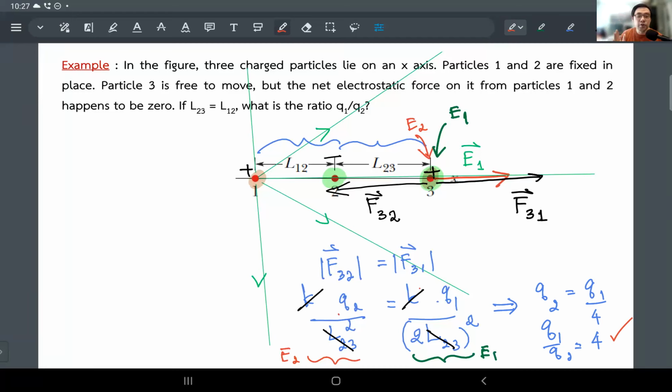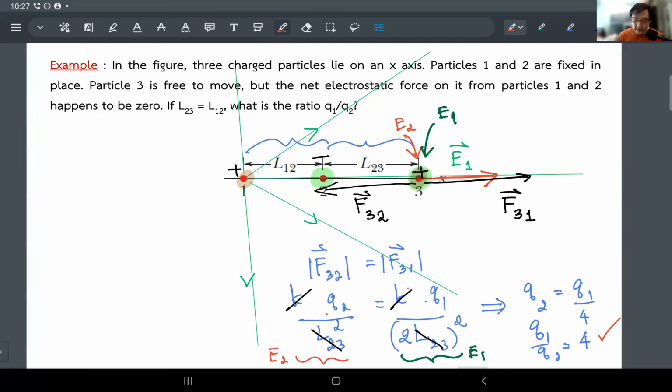So I hope it's not too bad in terms of setting up. Either you're going to say it's Coulomb's law or you want to say it's just the electric field calculation. They are pretty much the same. And sometimes in some problems, if they are not asking you to figure out the force, you might be able to just deal with the field if you want to. Okay, let's take a look at the next one.